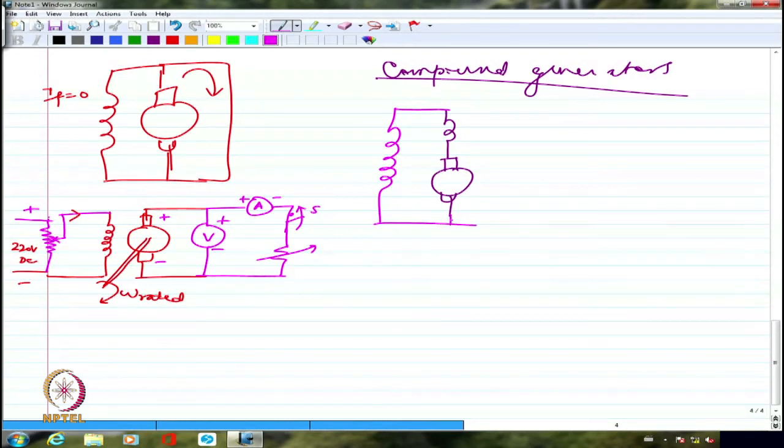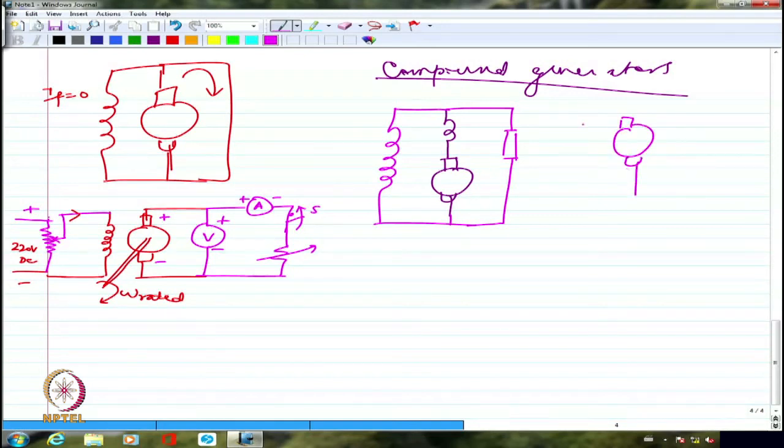So I have a shunt field and series field, and I will connect the load here. This, what I have shown, is a long shunt connection, as I mentioned maybe 2-3 classes ago. Short shunt is only across the armature. It will be connected only across the armature. So let me draw the short shunt as well.